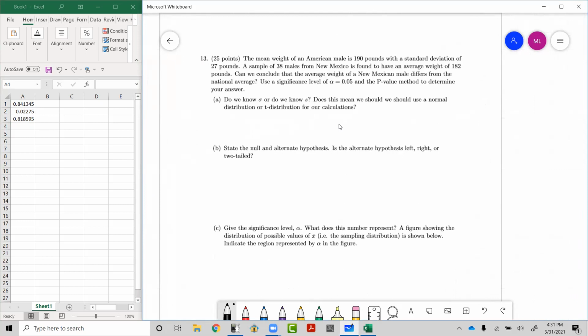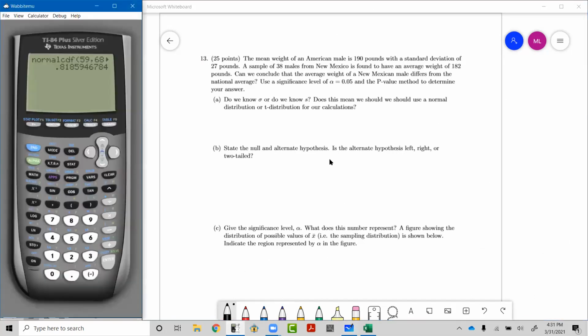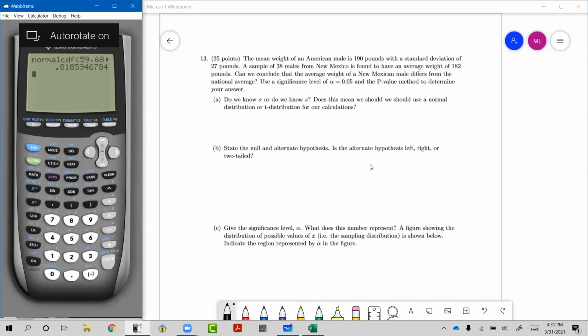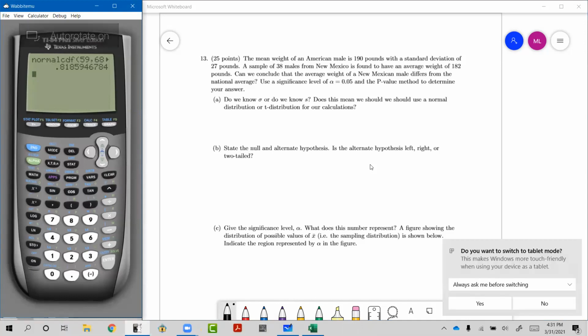Okay, final problem. Let's bring the calculator back up for now. Let me put this back in, my apologies, let me put this back in writing mode here.